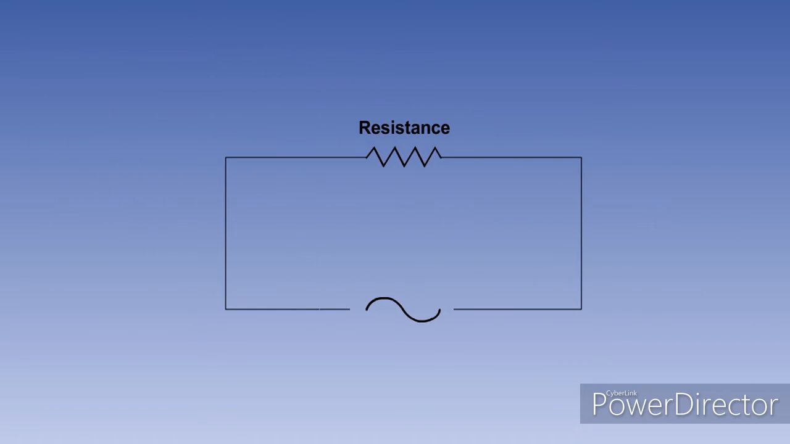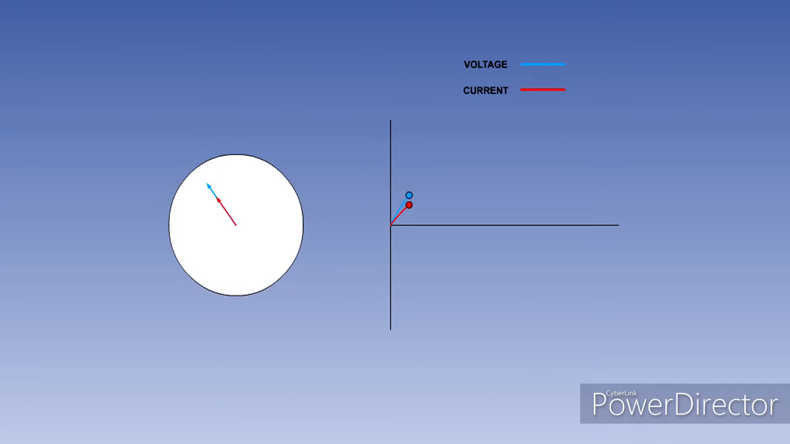Beginning with resistance. In a theoretical AC circuit containing only resistance, both the current and the voltage pass through zero and reach their peaks in the same direction simultaneously. In such circuits, the voltage and current are said to be in phase.